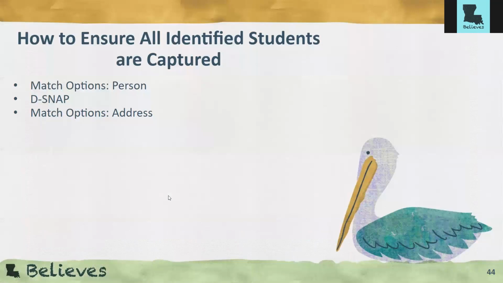Okay, we want to make sure that we are counting all of our identified students. And I know this is where we've had a lot of questions in the last few weeks, some nervousness about whether or not all the data will be in eScholar. So there are 3 methods that we want to ensure that we're doing to make sure that all of those identified students are captured in eScholar. And those would be matching by person, DSNAP, and address matching.